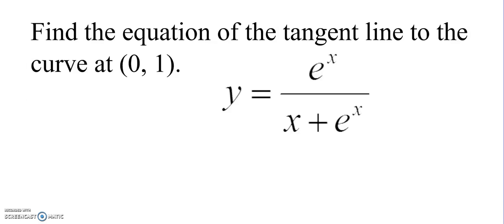All right, last one. So find the equation of the tangent line to the curve at 0, 1. Y equals e to the x over x plus e to the x. That's a doozy. All right, have fun with that. Pause the video. Unpause when you're ready to check.